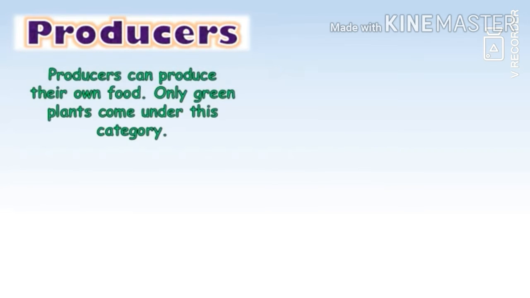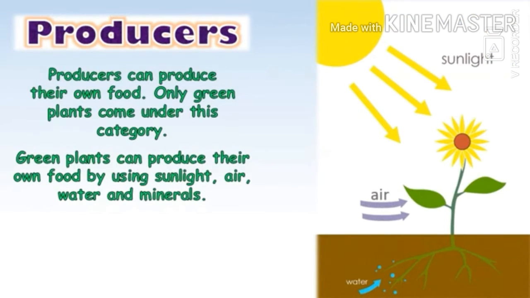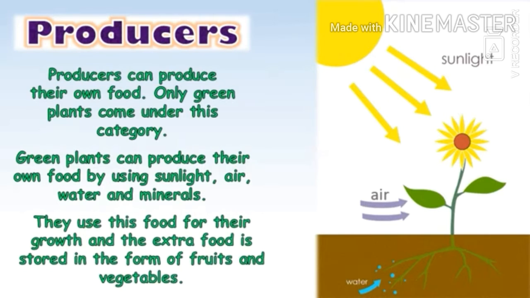Green plants are called producers. Producers can produce their own food. Only green plants come under this category. Green plants can produce their own food by using sunlight, air, water and minerals. They use this food for their growth and the extra food is stored in the form of fruits and vegetables. They make food by a process called photosynthesis because they make their own food.